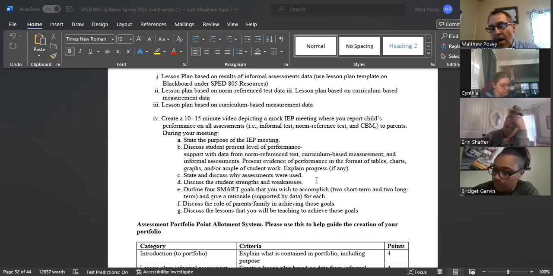I have the lesson plan template that's posted in the 805 resources section. Everybody remember me telling you about that? It's very similar to the lesson plan template that they're going to expect you to utilize when you are doing the PPAT. That's why we incorporated it into this. So it exposes you to that and you have some practice with it.